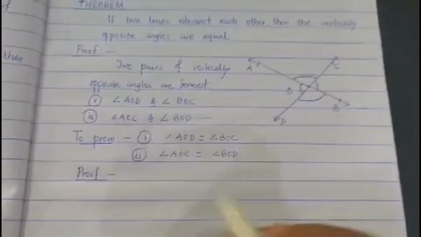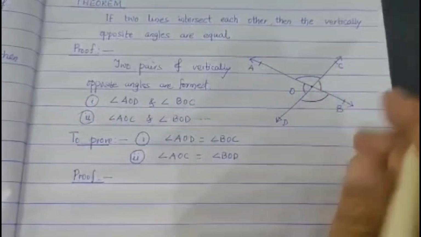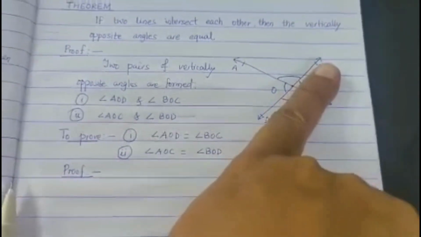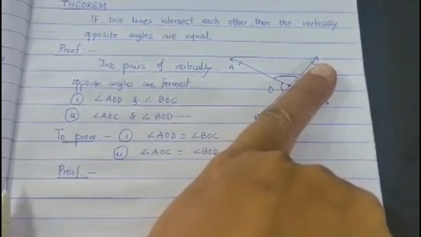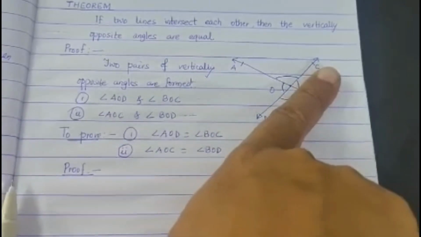So first of all, let us consider angle AOD and angle AOC. Just keep your finger like this. So these two angles are forming linear pair angles, angle AOD and angle AOC.